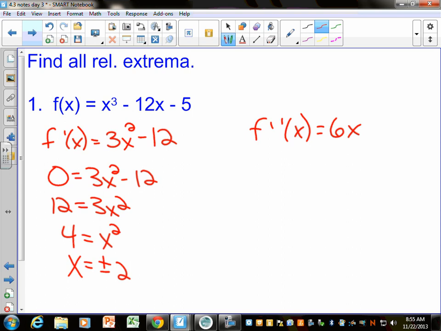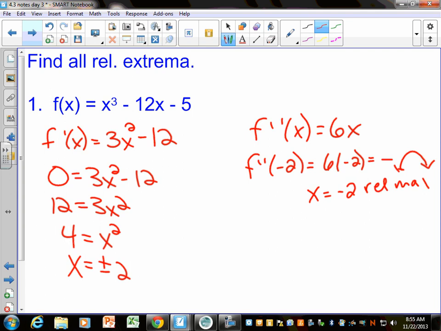And as long as you get a positive or a negative number, you'll know whether it's a max or a min. So if I plug in negative 2, 6 times negative 2, do you agree that that's going to equal a negative number? Which means it's concave down, which means I know that x equals negative 2 is a relative maximum. Is that any simpler than doing the number line? I don't know.